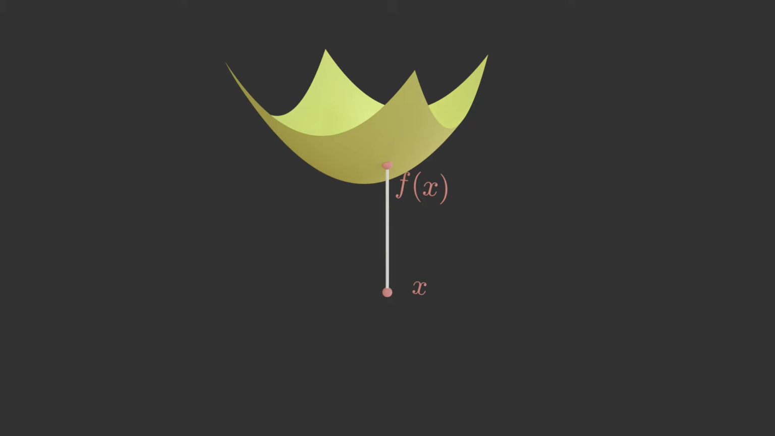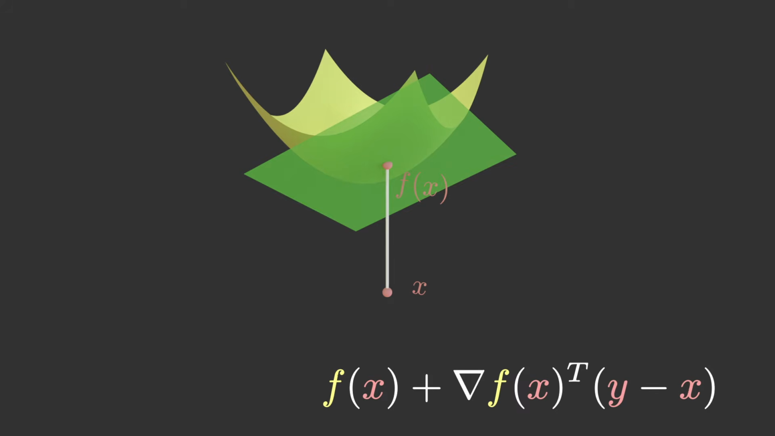Or in other words, the line, or in higher dimension, the hyperplane given by this equation, is a good approximation of the graph of f around the point x. And this hyperplane is usually called a tangent hyperplane. The dual definition of convex functions is as follows. f is convex if and only if its graph is always above its tangent hyperplanes.